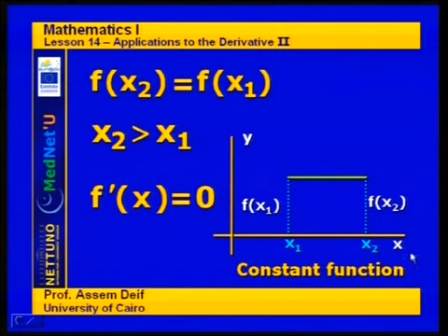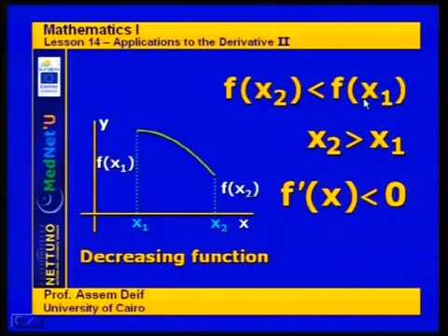If f of x2 for any value of x2 greater than x1 is constant, in other words, this function is constant, then it means that your f dash is 0. Why? Because how would you calculate f prime of x? It's the limit of f of x2 minus f of x1 divided by x2 minus x1, and you take the limit when x2 tends to x1. So since f of x2 is equal to f of x1, it means that the derivative is 0. So when you want to say this function is constant, you say that the derivative is 0. Or vice versa, if the derivative is 0, it just means that your function is constant.